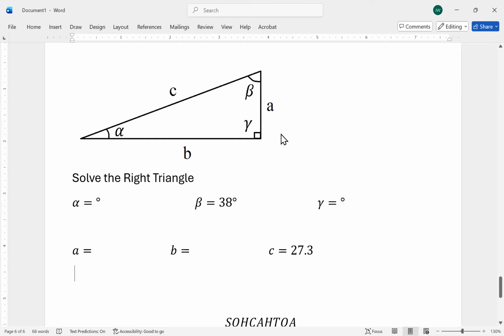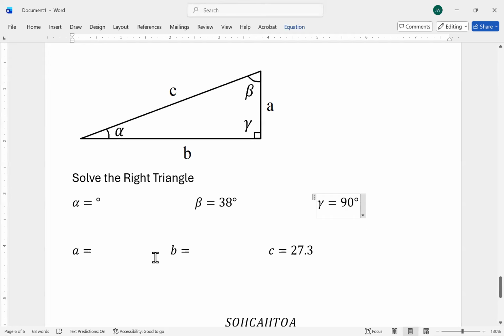All right, so let's go ahead and do this one. We want to solve the right triangle. We're given beta is 38 degrees, and we're given that C is 27.3. I know that this picture is just for reference and that the sides and angles are not proportional to the actual picture. But what we do know is that gamma is always our 90-degree angle.